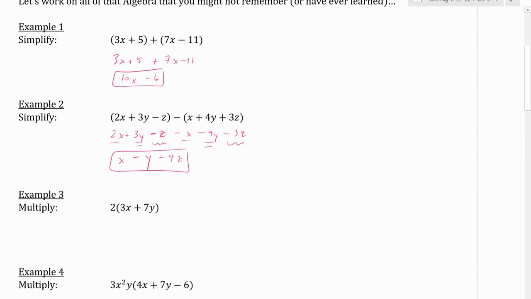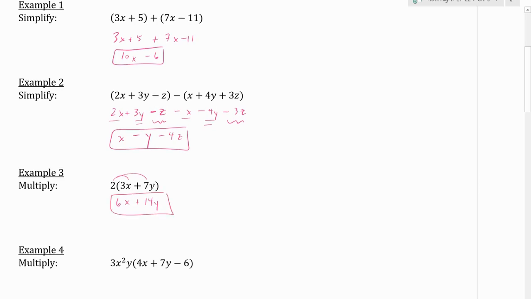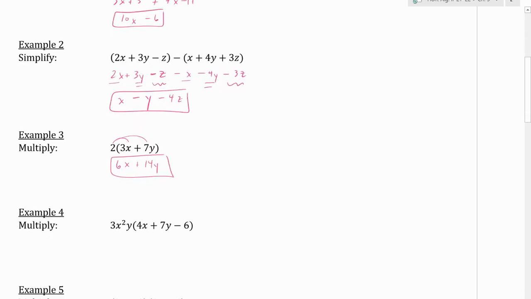That's it. I'm going to distribute 2 of each of these. The distributive property is just multiplying. It's a way of multiplying across the sum or difference. Same thing right there. We're going to multiply.